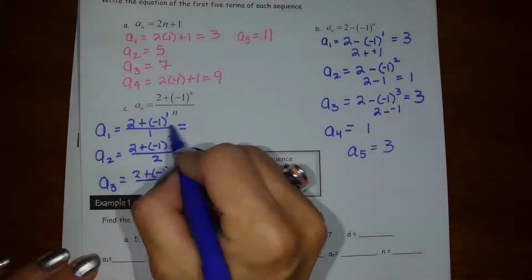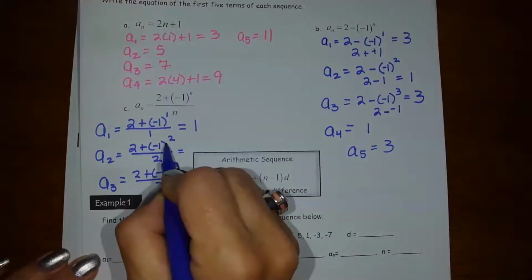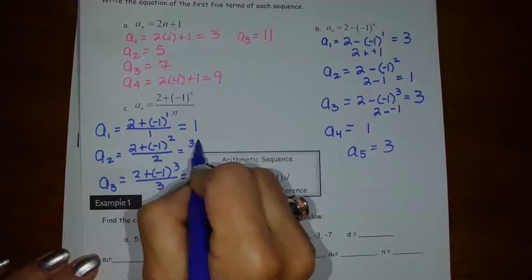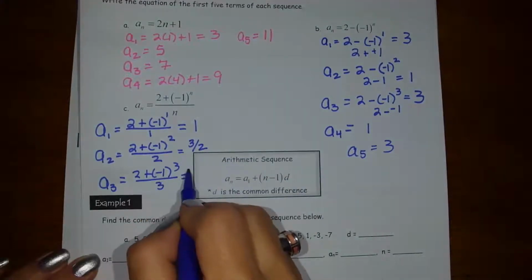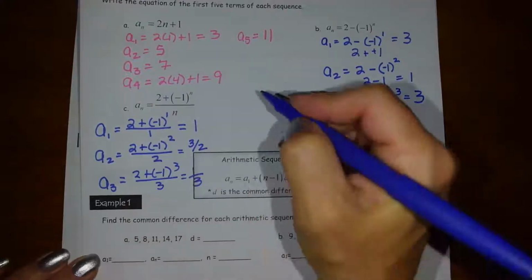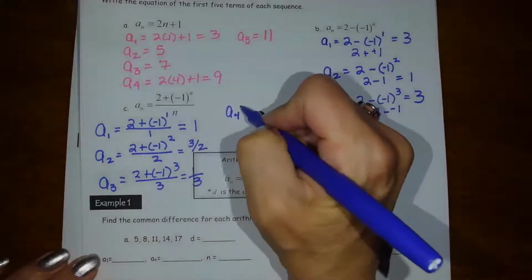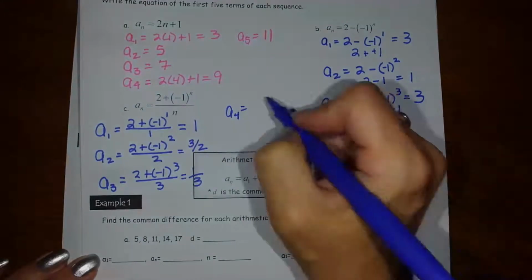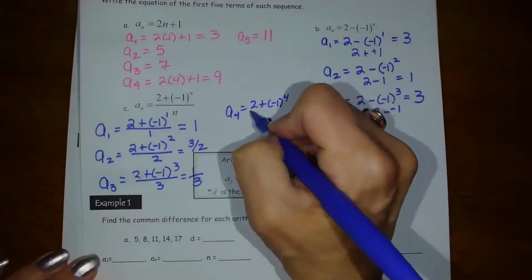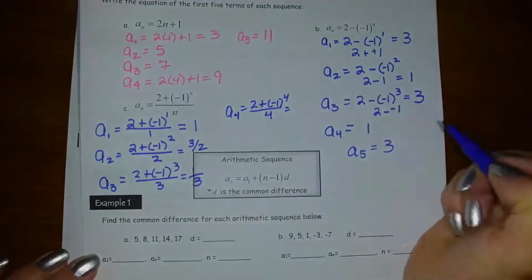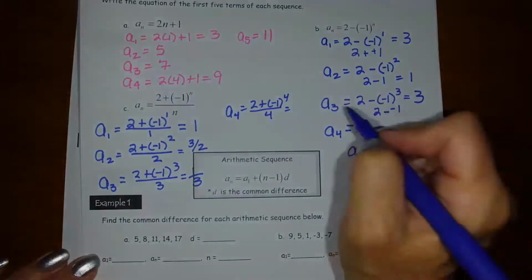So what is that? 2, 1, 3 halves. 1/3. Do you see a pattern with these? You see a pattern with these?